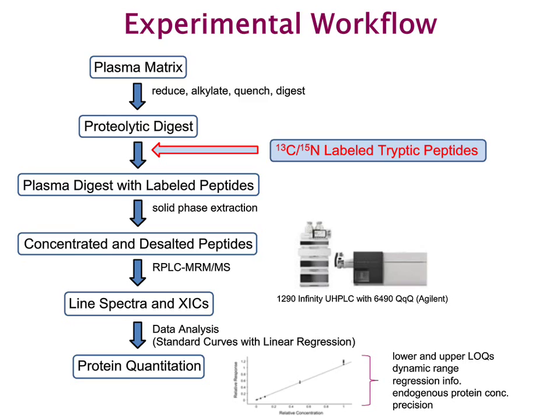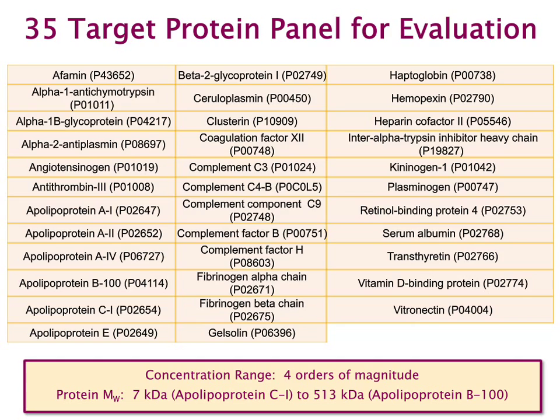Finally, calibration curves are generated and extracted ion chromatograms of the target peptides are subjected to regression analysis that enables the quantification of the target proteins. The data analysis will be discussed in more detail later. For this development work, a panel of 35 target proteins was used. The concentration range of the protein panel was 4 orders of magnitude, and the molecular weight range of the proteins varied between 7 to more than 500 kilodaltons. The physicochemical properties of the peptides covered a broad range and will be illustrated in the next slide.